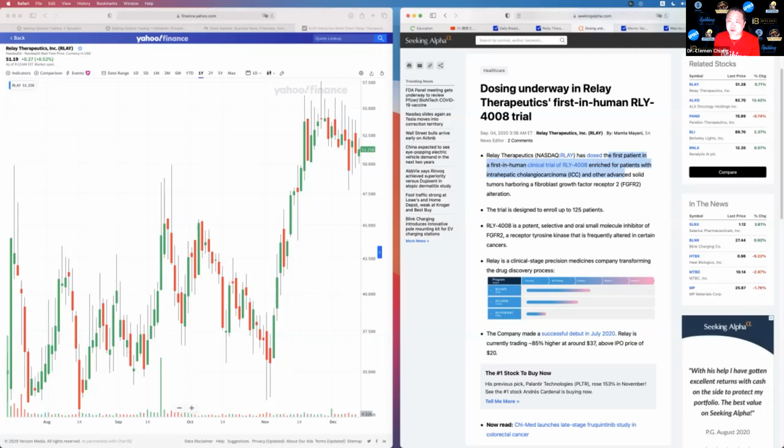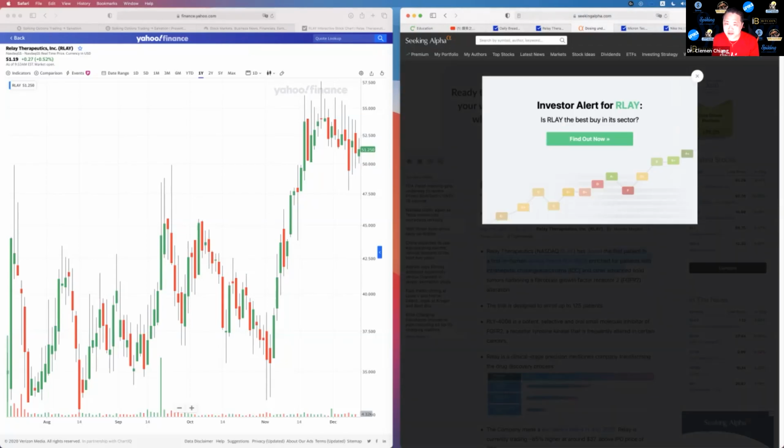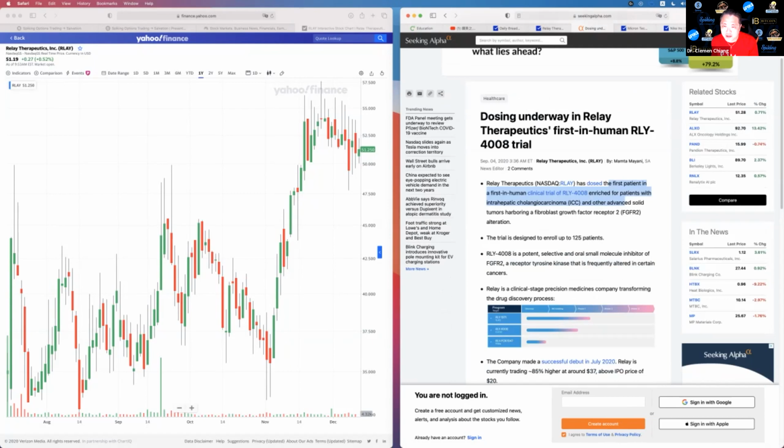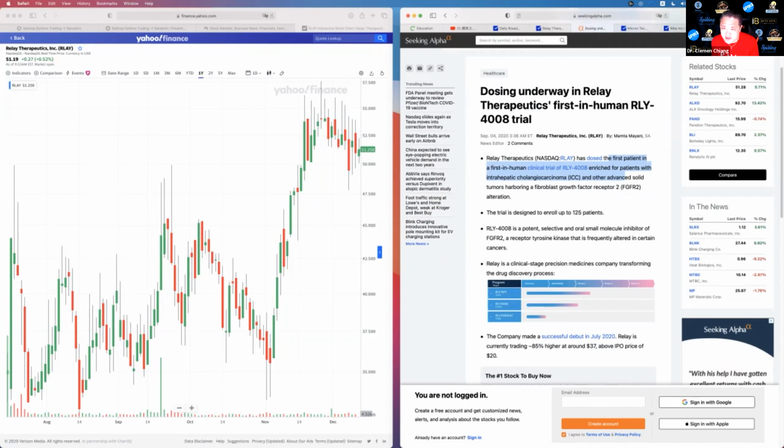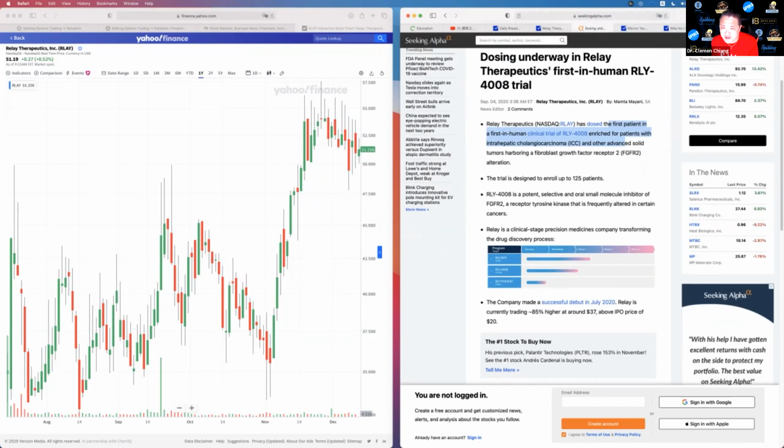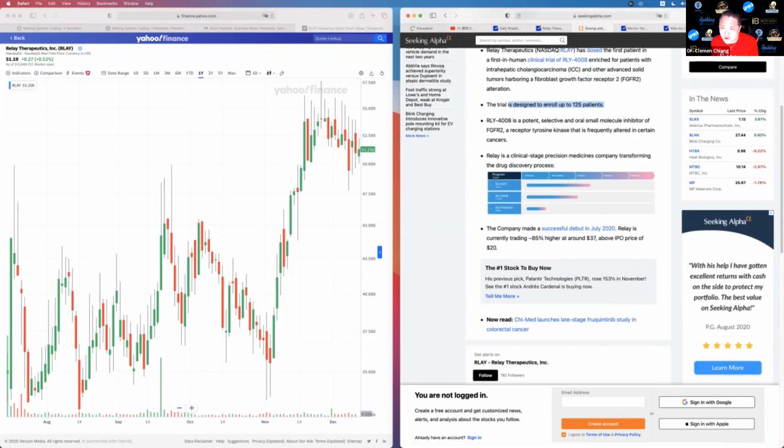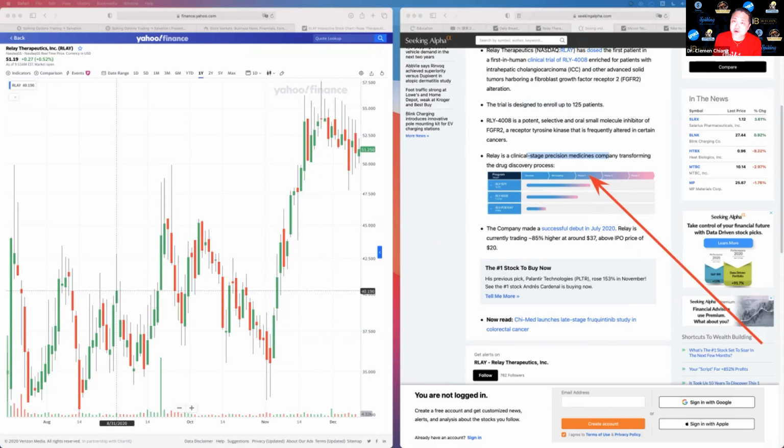Okay, so this is about intrahepatic carcinoma cancer, and solid tumors harboring a fibroblast growth factor receptor 2. Okay, very technical. Right now, they've got 125 patients. And they are only at the beginning. Oh, okay. So they are all in phase 1. Can you see? All in the phase 1 clinical trial. It's too early already.